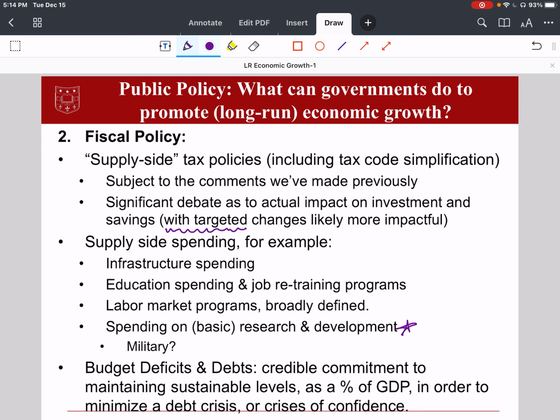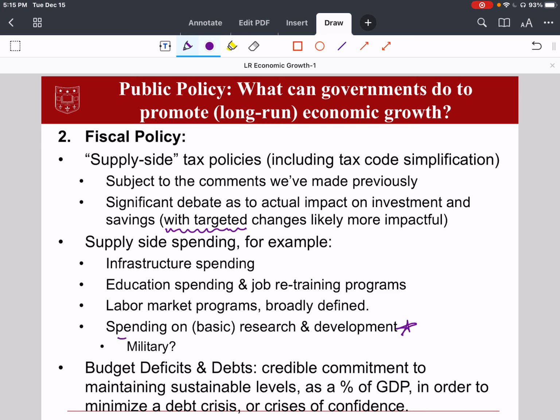We can think about labor market programs broadly defined. So this could include anti-discrimination policies, minimum wage legislation to the extent that income support can encourage greater productivity. We can think about healthcare in this bucket as well. So a lot of it is just going to turn on how big a government does a country want, and how big a role government should play in our day-to-day lives.